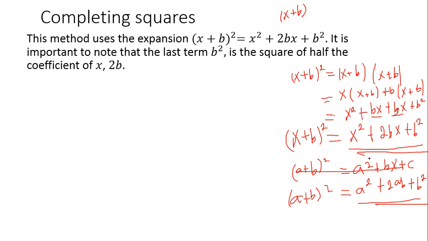And in this completing squares, it is important to note that the last term b squared, okay, this last term here is the square of half the coefficient of x. So it is half the coefficient of this.